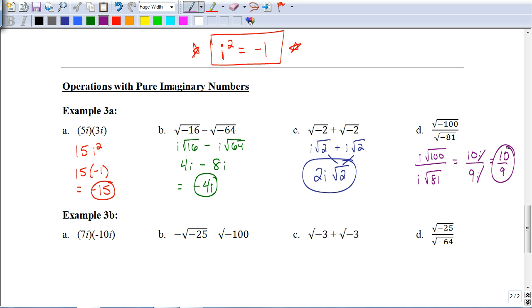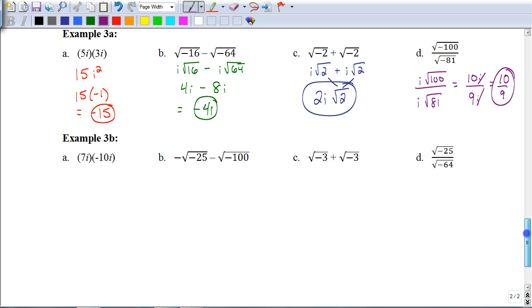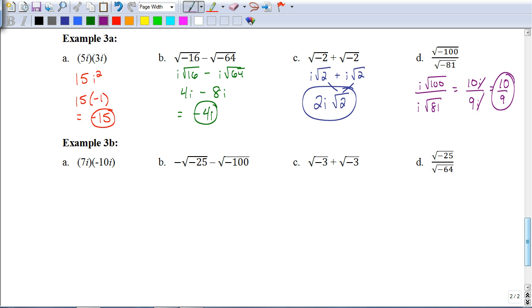Okay, why don't you try these next examples on your own. Pause the video and hit play when you're ready to check your answer. Okay, so let's see what you got. For this first one, you should have gotten 70 as your answer, but here's how you'd get it. You'd first multiply the 7 and -10 together. That gives you -70. i times i is i squared. Again, i squared is the same as -1, so -70 times -1 is +70.